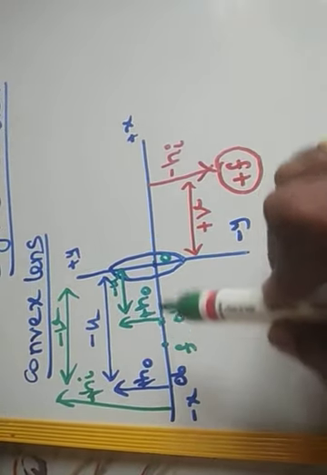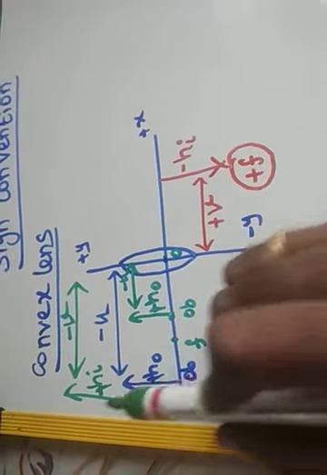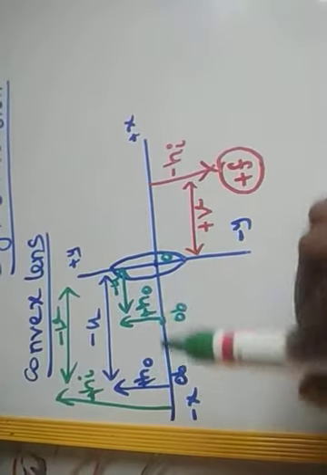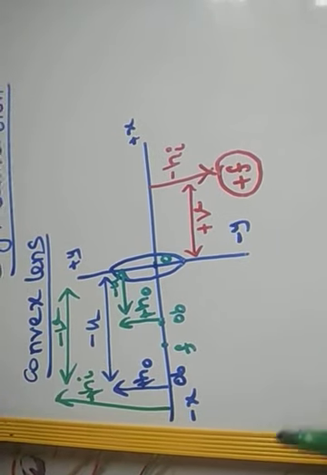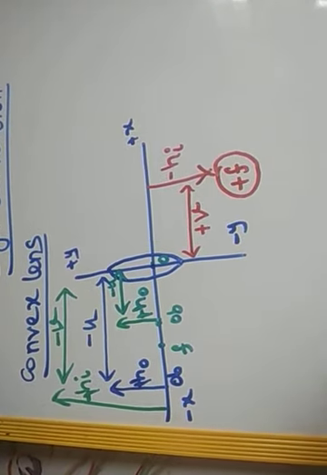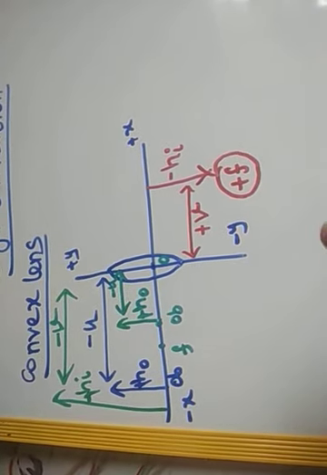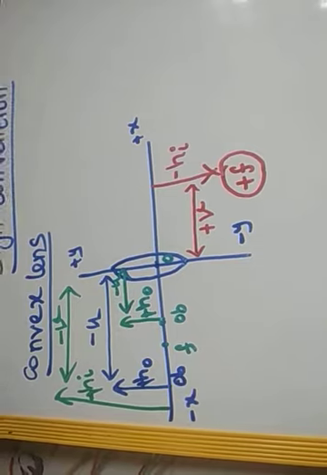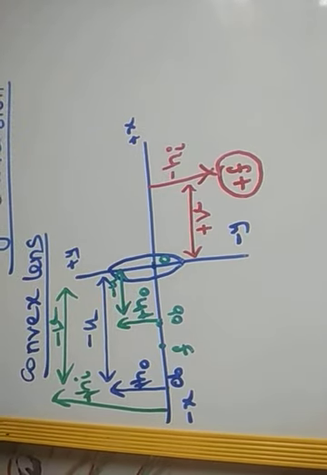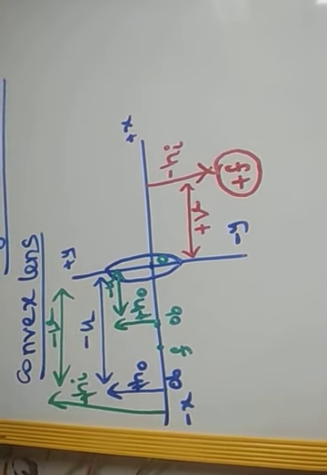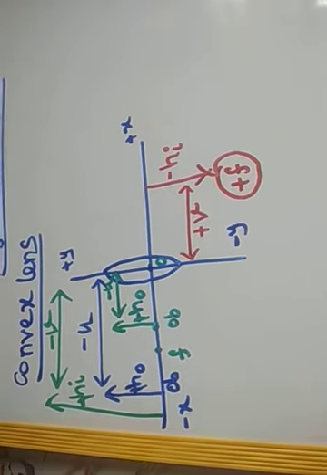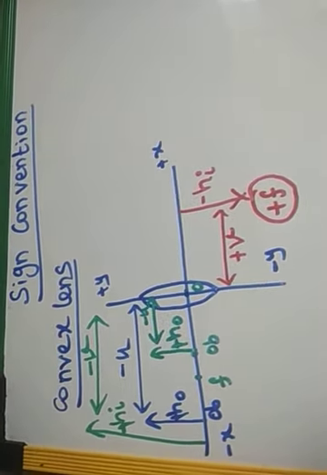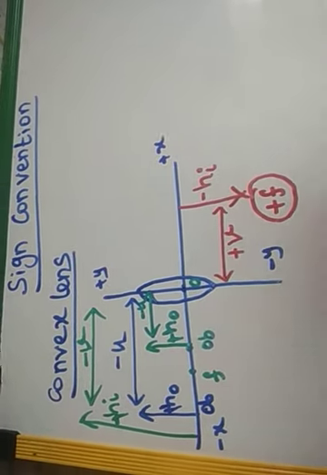In this exception case, where the object is placed between the focus and the optic center, the sign conventions are taken as negative and positive, as shown in the diagram. So very simple, students. If you know the ray diagram, or simply where the image position and the object position are, imagine the positive and negative x and y axes. You can easily find the sign conventions of the convex lens.